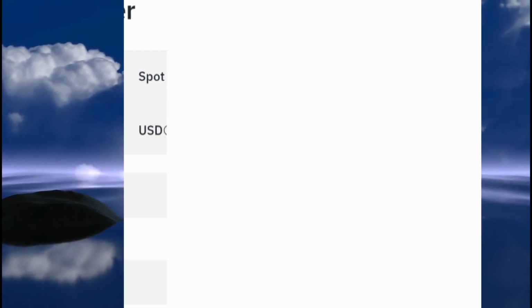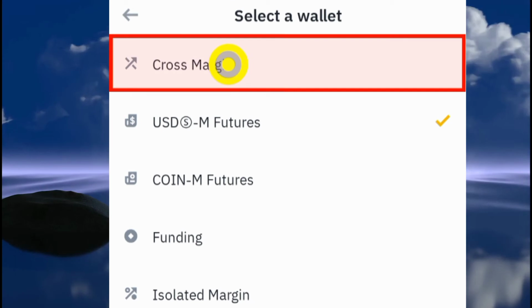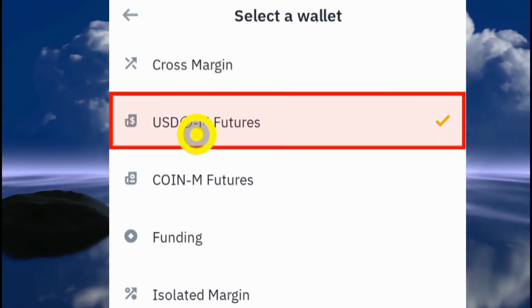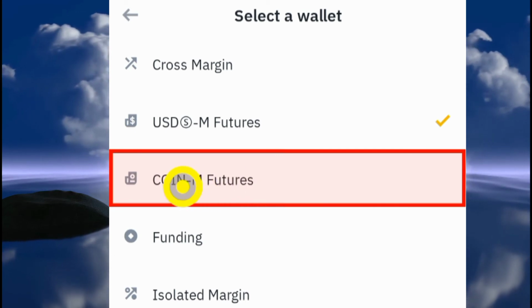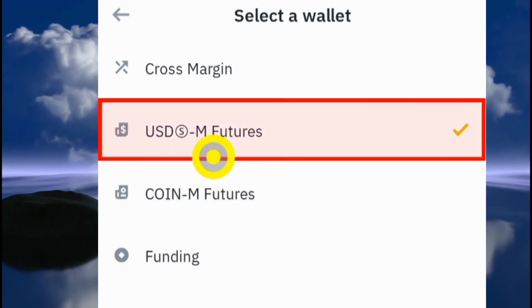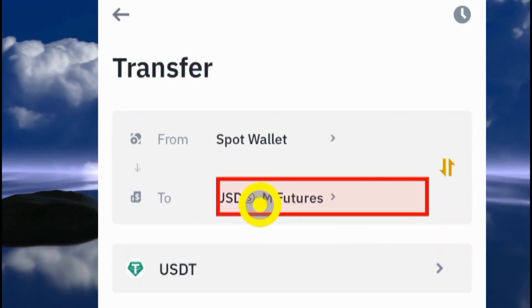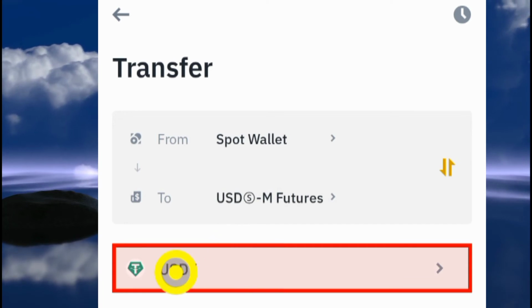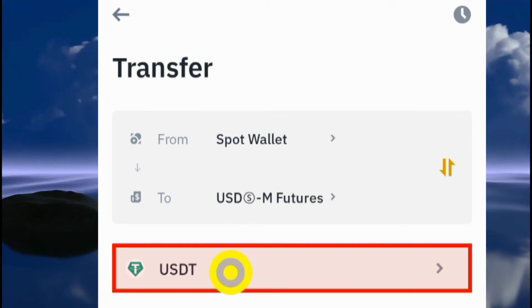Make sure you are transferring to this. If I click on this, you're going to see the other options. So we've got your cross margin wallet, your USDM futures wallet, your CoinM futures wallet. I already talked about this. We're not using this for the purpose of this video, so we're going to be using this wallet. So you click on this and make sure you are transferring to this. And of course we've got the asset we want to transfer, and that's USDT.